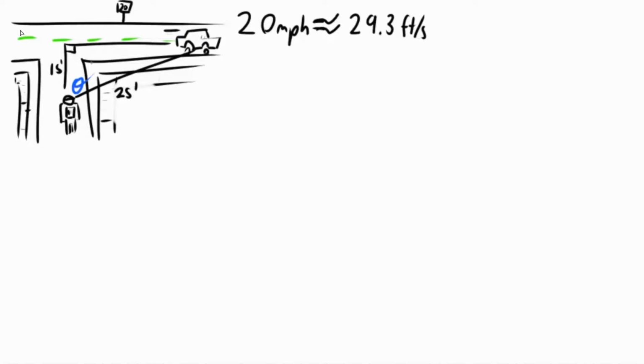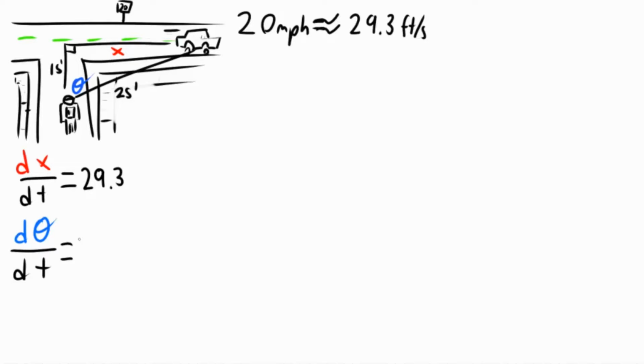Let's mark down the angle from the kid's head straight forward to the car as theta, and the distance from the right angle to the street as x. From there, we know that dx/dt is approximately 29.3 feet per second, as that's the change in x, and dθ/dt is what we're trying to find out. So let's start out with the base equation. Sine theta equals x over 25. We get that using SOHCAHTOA, with x being the opposite and 25 feet being the hypotenuse.